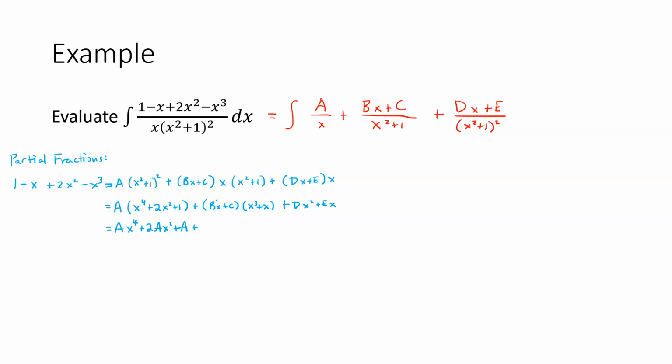Here I'm going to do some foiling. Now we've got Bx times x cubed, so that'll be Bx to the 4th. Bx times x, so Bx squared. And then Cx cubed. And then Cx. And now we'll see what can we combine. I noticed that there are some x to the 4th terms that we can combine. So I'll have A plus B x to the fourth.